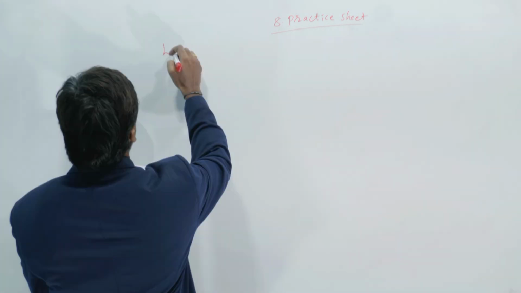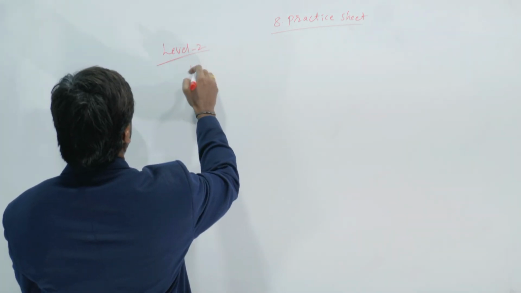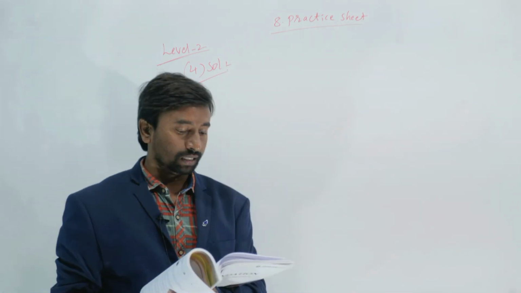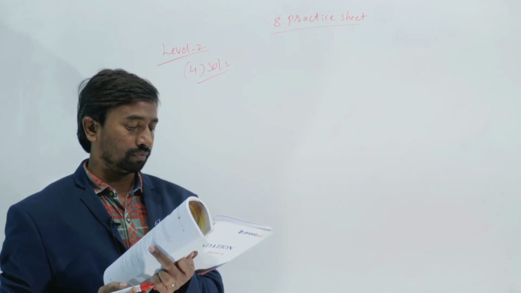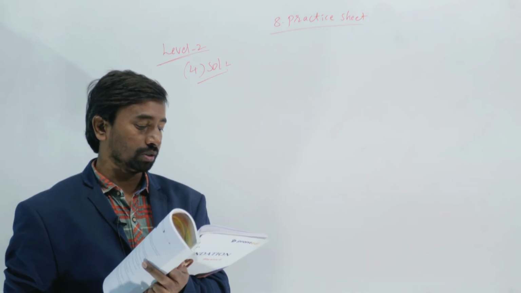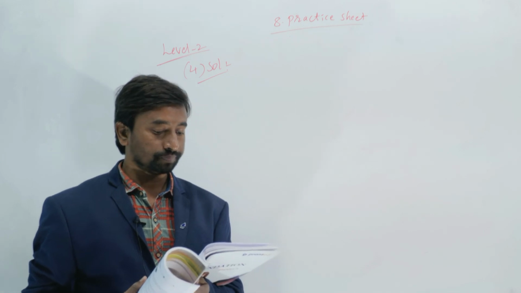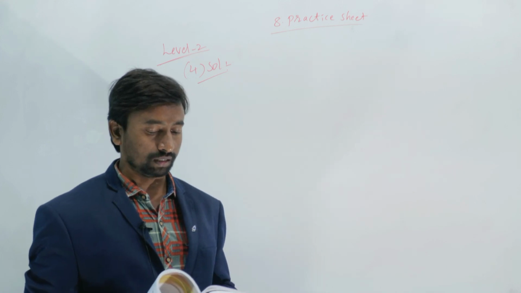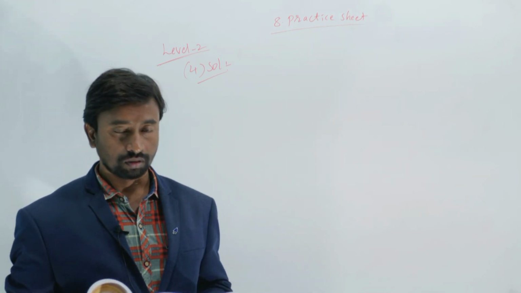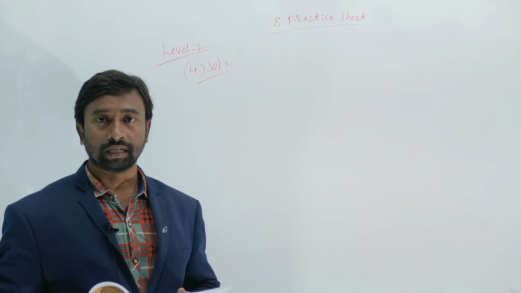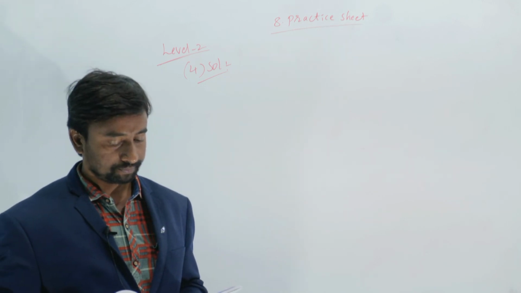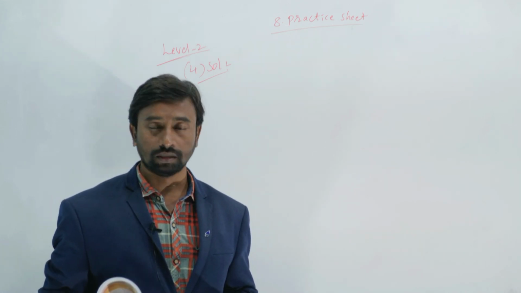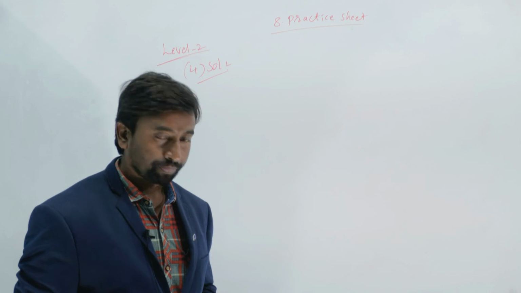So next, level 2, fourth question. If the zero of the vernier scale is on the right side of zero of main scale, the error is said to be. It is a direct question, no? So zero division of the vernier scale is right of the main scale. So which error is it? It will be the positive error or negative zero error or positive zero error. If zero division of vernier scale is right side of the zero division of the main scale, then it is said to be the positive error.